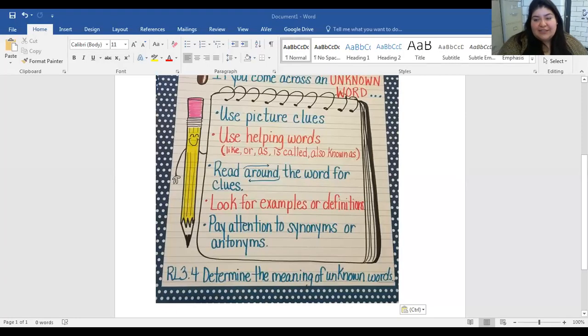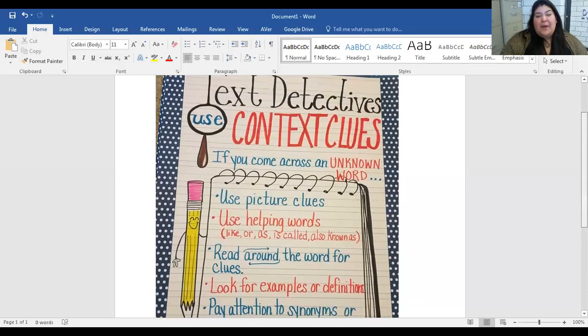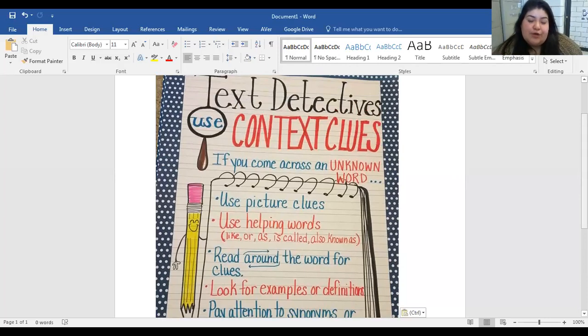Today we are going over something called context clues. Let me share my screen with you to show you what exactly that is. So context clues, basically when you hear those words, I want you to think of you becoming a detective who is trying to figure out what's going on.